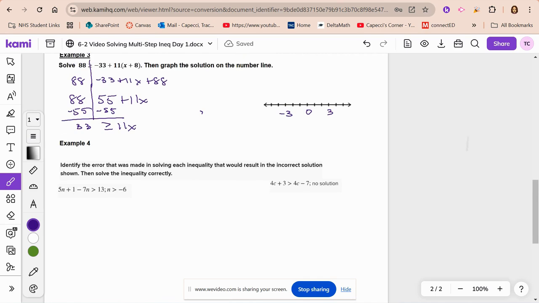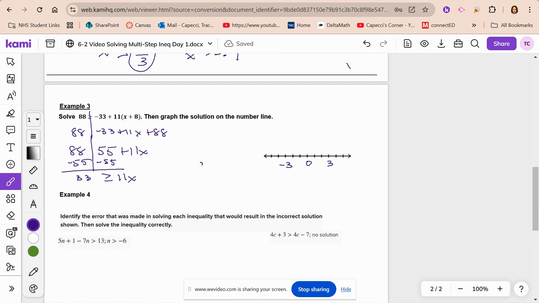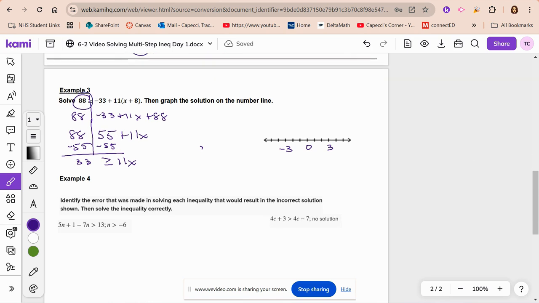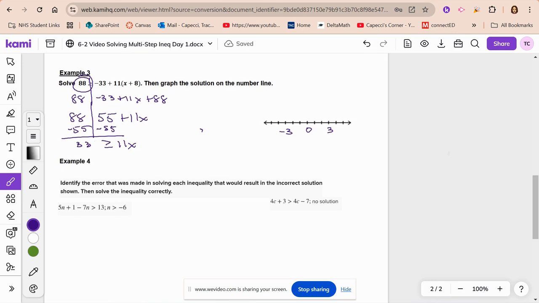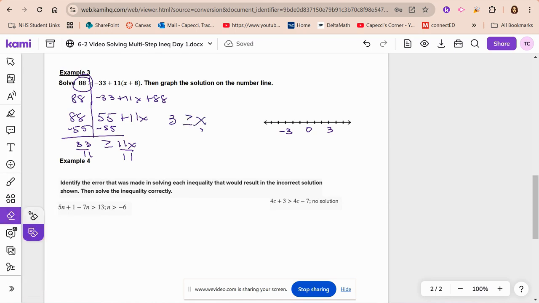Now this time my variable ends up on the right-hand side, and that's only because if I look at my beginning inequality, I only have a number on the left-hand side. So I was just like, okay, I'm going to leave all my numbers on the left-hand side, which is fine. So I'm going to divide both sides by 11, and I end up having 3 is greater than or equal to x. So now it's easier to graph.